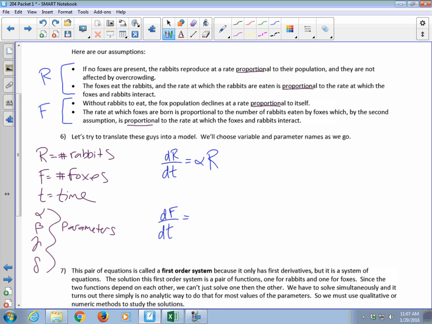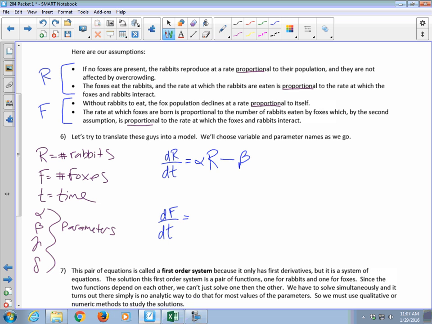All right, and then the second assumption says that foxes eat rabbits, and the rate at which the rabbits are eaten is proportional to the rate at which the foxes and rabbits interact. So when foxes and rabbits interact, do you think that makes the dr dt bigger or smaller? Smaller. So let's subtract. Take away from the rate when foxes are around. And it's important we take away from the rate in a way that's proportional to how they interact. So I'll use my next constant of proportionality, beta.